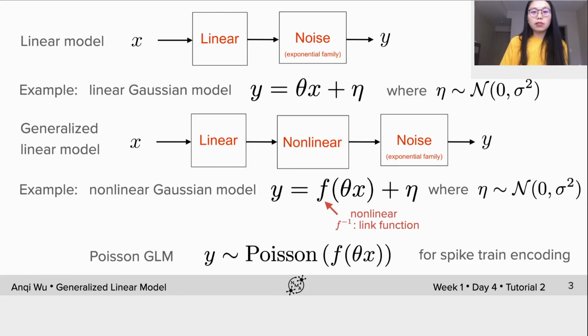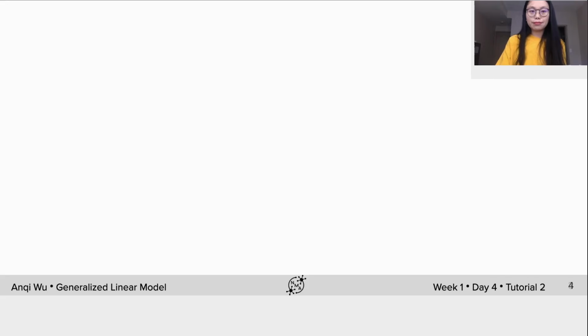Another popular example of GLM is the Poisson GLM. There is still a nonlinear link function there, but the noise distribution becomes a Poisson distribution. This Poisson GLM is generally very powerful for spike train encoding. Therefore, we're going to focus on Poisson GLM in the rest of the video.